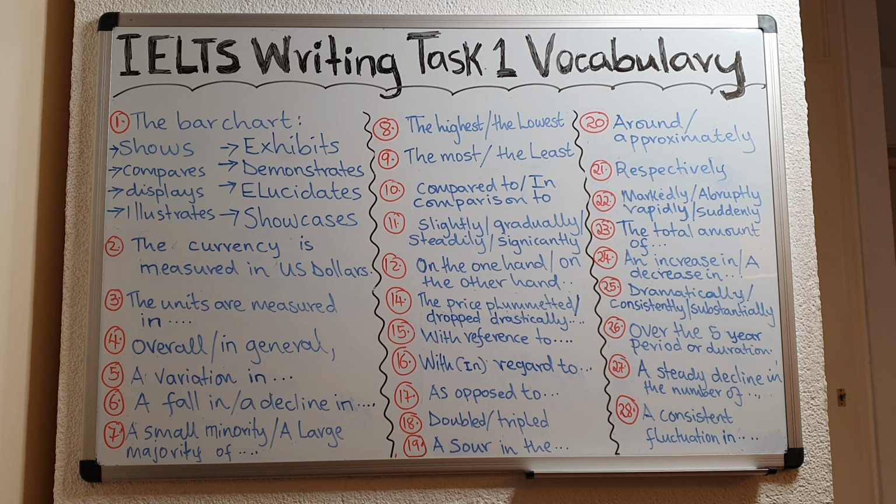Now, gradually, you can say that, for example, the first pie chart shows that the student population of Manchester University has gradually increased over the years. The first pie chart shows that the population of Manchester University has increased gradually. Now, gradually means that it has slowly gone up.